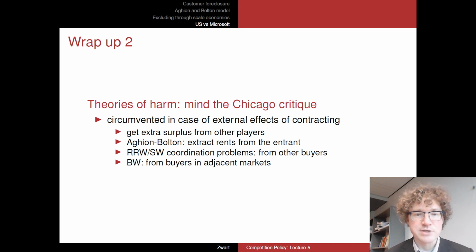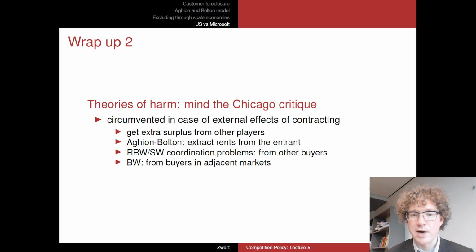In the Rasmusen, Ramseyer, Wiley, and Segal-Whinston model, we saw there was a coordination problem where there was the need for scale, essentially. If you are the monopolist, the incumbent player, you can use the coordination problems among these buyers and play them against each other in order to make sure that they each sign an exclusive contract, which in total is going to harm the whole collection of all buyers.